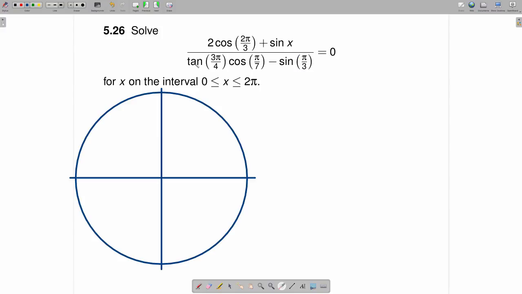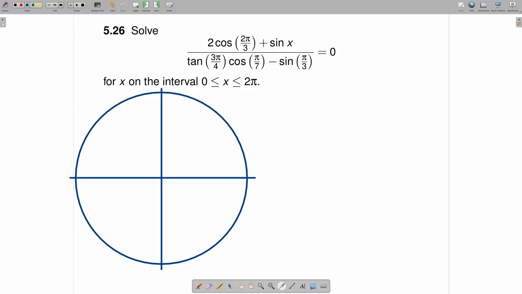Here's why. What is the tangent of 3 pi over 4? Well, the angle 3 pi over 4 is right here, and you know at that point the tangent is negative. So this is a negative number. In fact, it happens to be negative 1. The cosine of pi over 7: well, if the angle pi over 6 is right here, the angle pi over 7 is right here, and that has a positive cosine. So this is negative 1 times a positive number. So this right here is a negative number.